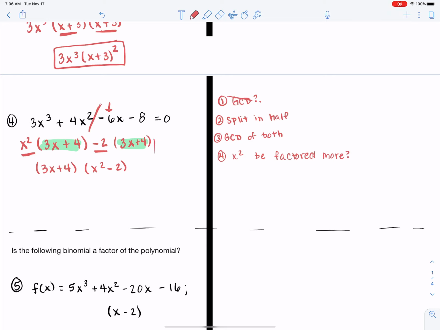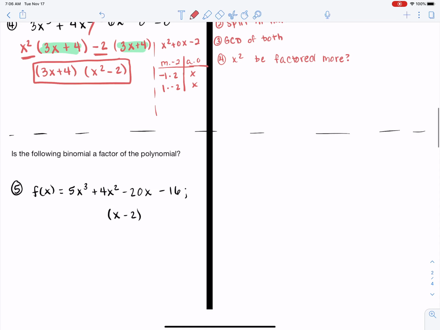So if I come to the side, I know that x squared minus 2 is really x squared plus 0x minus 2. I need 2 numbers that will multiply to negative 2 and add to 0. Well, the only way you get 2 numbers to multiply to negative 2 is negative 1 times positive 2 or 1 times negative 2, and neither of those will add to 0. So this cannot be factored further, and that is my final answer.